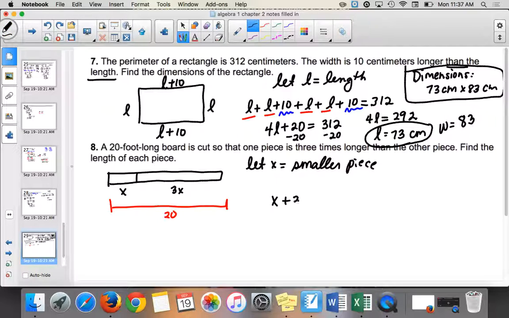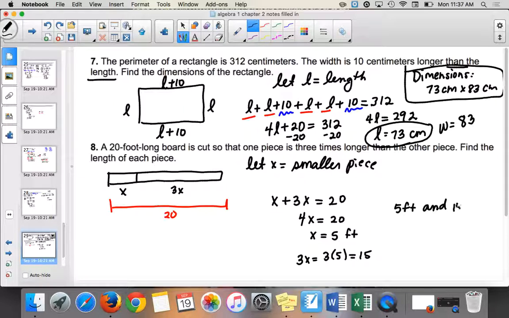It's x plus 3x equals 20. So 4x equals 20. So x is equal to 5. So I have 5 feet. So I'm going to have 5 feet for the small piece. And how much is the other one? Yeah, it's going to be 3 times that, right? So 3x is going to be 3 times 5, which is 15. So 15 feet. All right.